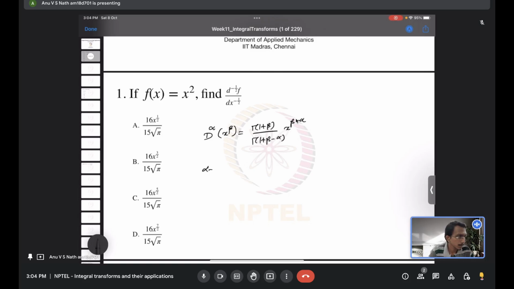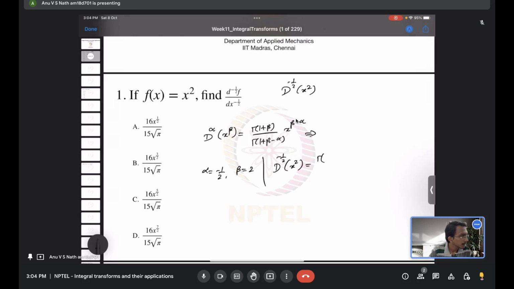Here we have alpha equal to minus half and beta equal to 2. Basically what we want is d raised to minus half of x square. If we substitute the values here, we will find d raised to minus half of x raised to 2 is gamma of 3 divided by gamma of beta minus alpha, that is 5 by 2, into x raised to beta minus alpha, which is 5 by 2.